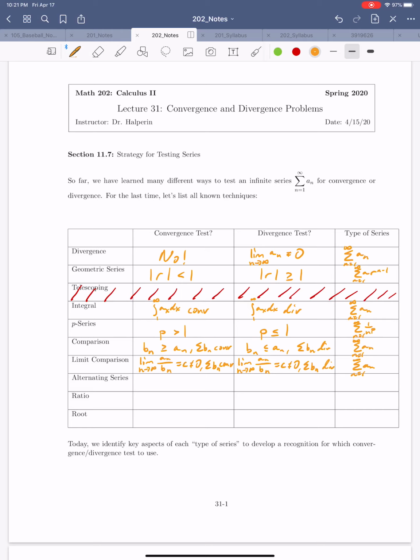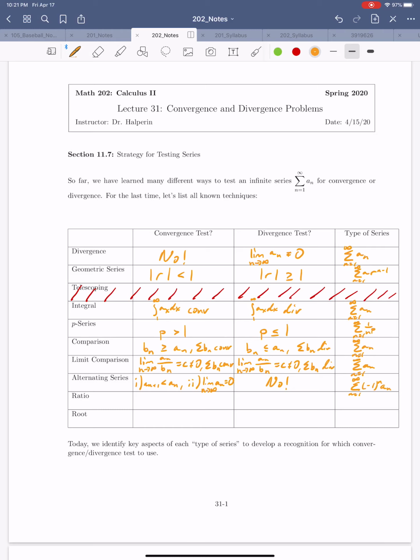Alternating series. Remember, this is a test only for convergence. No such thing as a divergence test. Here, the series has the form sum from 1 to infinity of (-1)^n, or something like that, times a_n. So the convergence test is twofold, right? We need to ensure that a_n is monotone decreasing, which means that a_{n+1} is strictly less than a_n. And we also have to ensure that the limit as n approaches infinity of a_n equals 0. And it might seem silly and excessive that we have to do both of those, but we do.